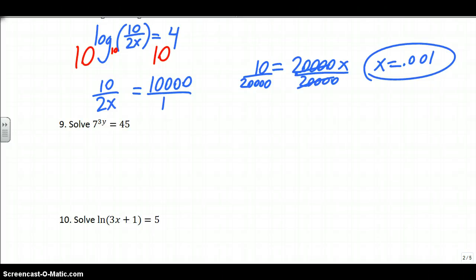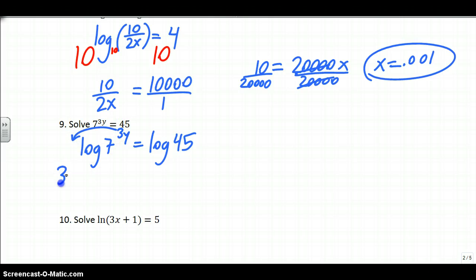We can do one more. Solve 7 to the 3y equals 45. This is the opposite of this one. I need to get the 3y out of the exponent. So to do that, I'm going to log both sides. Remember, whatever I do to one side, I have to do to the other. Okay? Let's see.